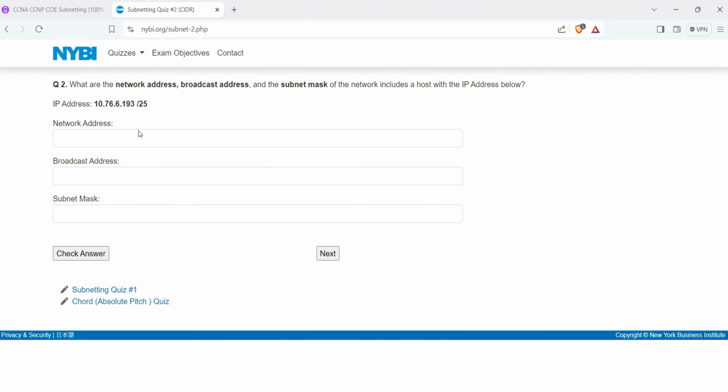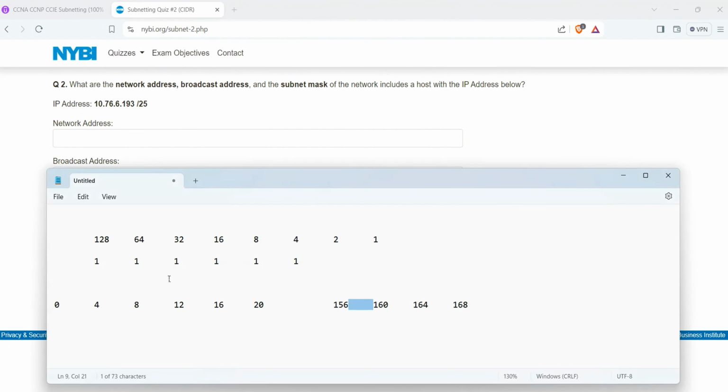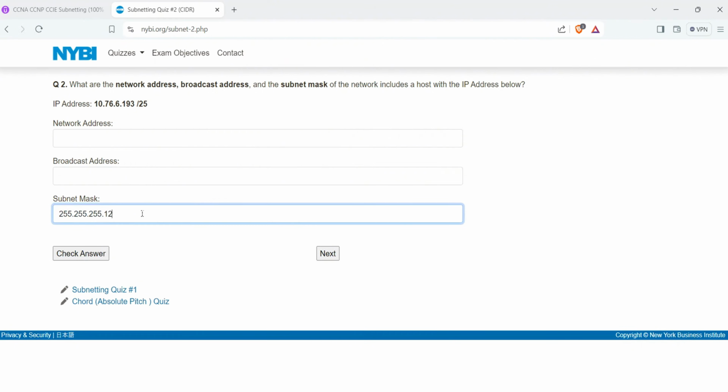Now, I know this is a slash 25. I don't care what class it is. What is a 255? 255 is 8 bits. 255 is another 8 bits. That's 16 bits, then 24 bits. I need one more bit. So if I need one more bit over here, I'm only using the 128. So my jump start is really 128. So this is dot 128.